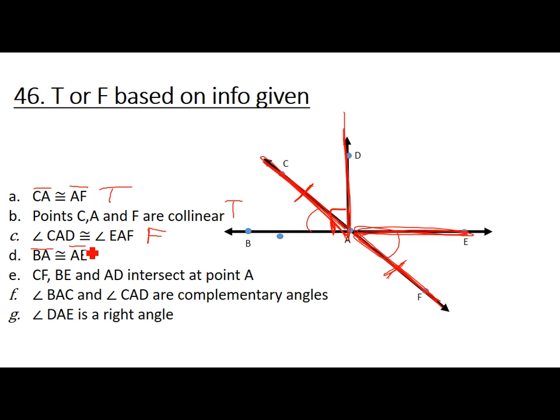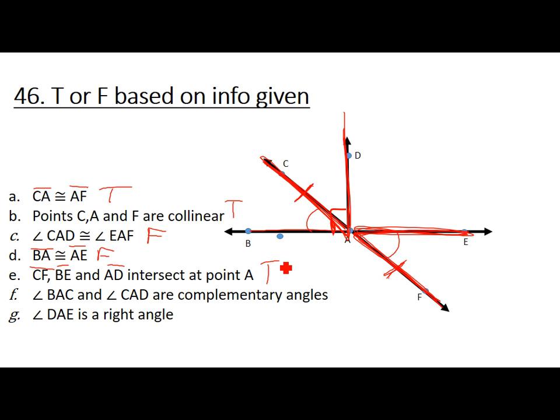Segment BA congruent to segment AE. True or false? We don't know, so it's false. Did they tell us that this segment's the same as that segment? They didn't put any markings on it. Segments CF, BE, and AD intersect at point A. True or false? Yes, true.